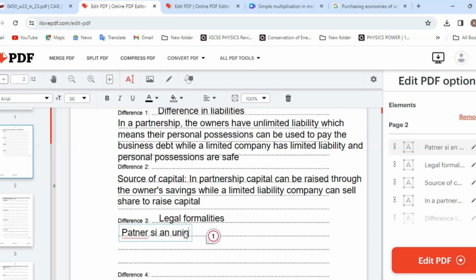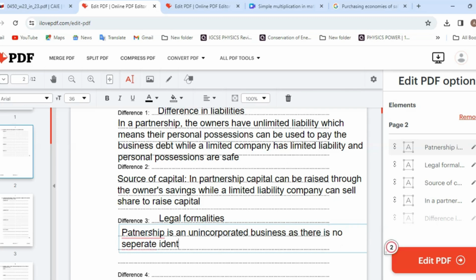Okay, let's say partnership is an unincorporated business as there is no separate identity. Yes, partnership is an unincorporated business as there is no what? There is no separate identity between the owner and the business.